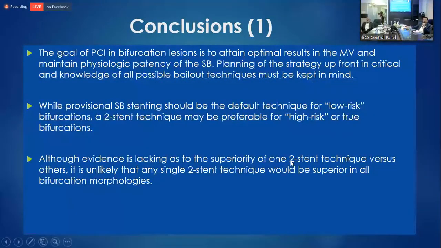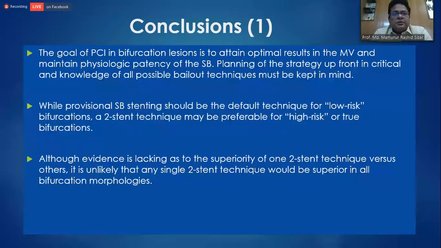And the conclusion is that the goal of PCI in bifurcation is to attain optimal results in the main vessel and side vessel, maintain physiologic patency in the side branch, planning of the strategy upfront, and knowledge of all possible bailout techniques must be kept in mind. While provisional side branch stenting should be the default technique, in low risk lesions we prefer provisional stenting, and in high risk or complex lesions we use the two-stent technique.